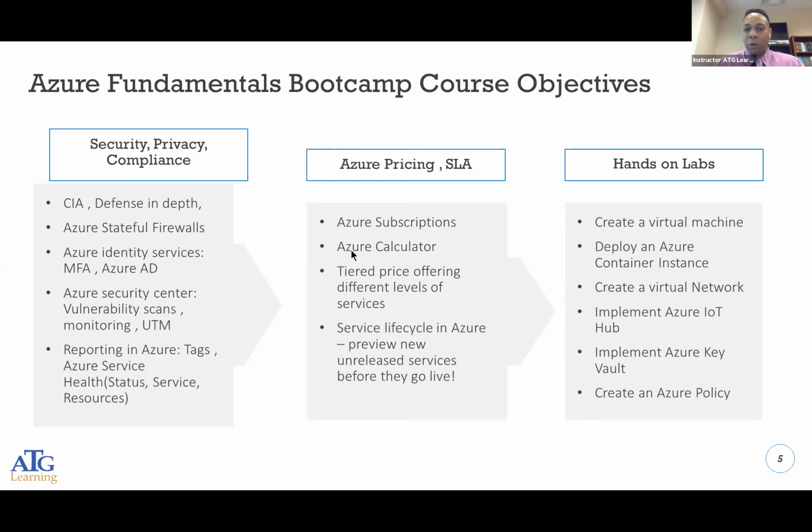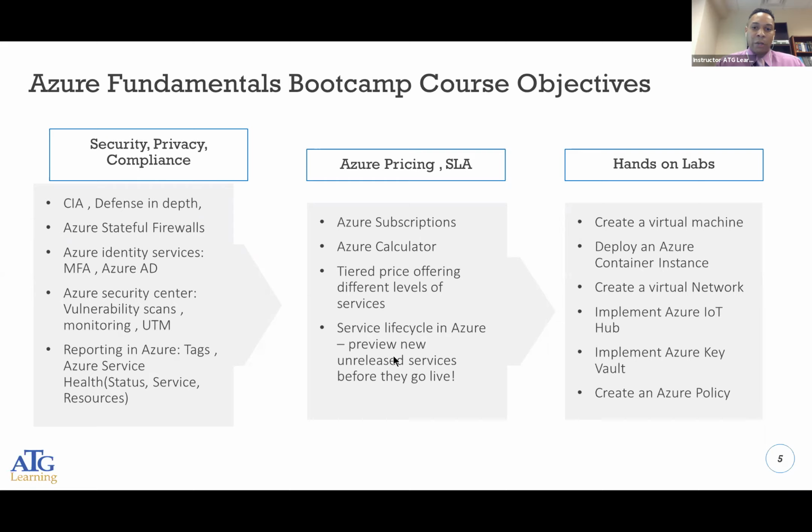You can Google Azure Calculator, and it'll take you to a website where you can click and drag. Hey, I need a server with 2 gigs of RAM and 100 gigs of hard drive space. And they'll tell you this server is going to cost 10 cents an hour, or if you want a better server, 25 cents an hour. And it adds up: 750 hours in a month, $1,000, $2,000, depending on how powerful you want that machine to be in the cloud.